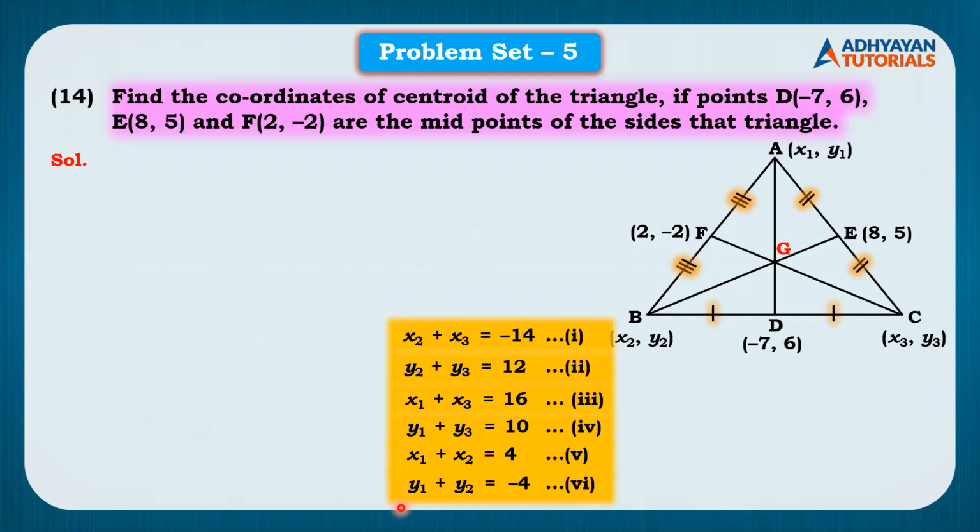Remember this. Now if I ask you what is the formula for x, we all know the formula for x is x1 plus x2 plus x3 upon 3. I repeat, x1 plus x2 plus x3. तीनों का एडिशन होता है, तीनों x कोऑर्डिनेट्स का.